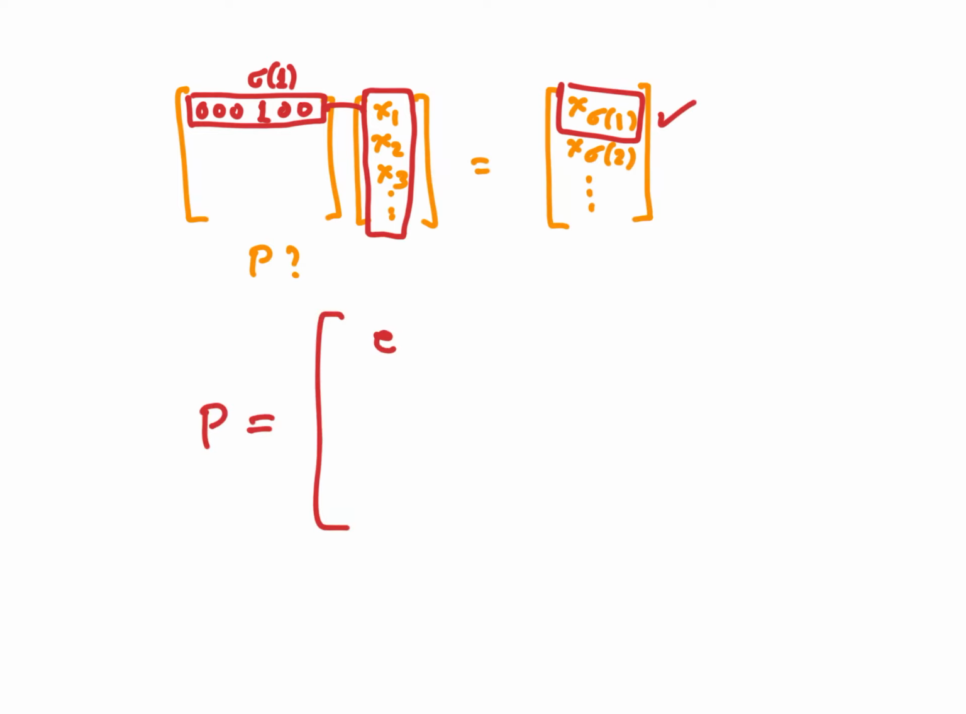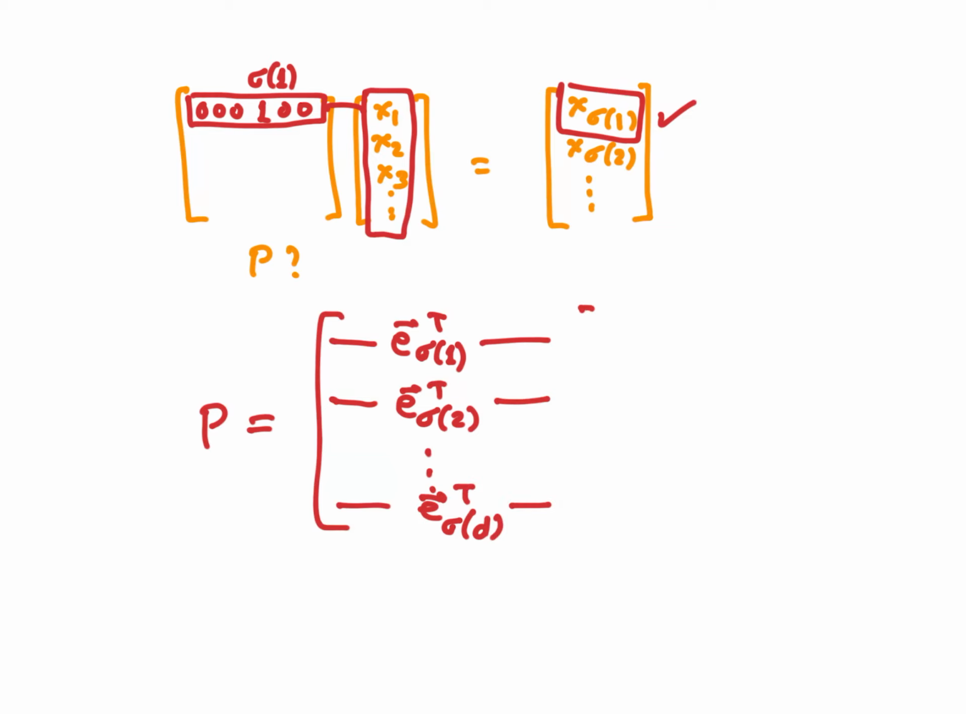Okay, so you see that P is constructed by doing the following thing. In the first row, you'll have the vector E sub sigma 1, but you have to transpose it into a row. E sub sigma 1 is the standard basis vector that has a 1 in the sigma 1 position. Then the next row will be E sub sigma 2, which has a 1 in the sigma 2 position, but transposed. And then you have the last one.